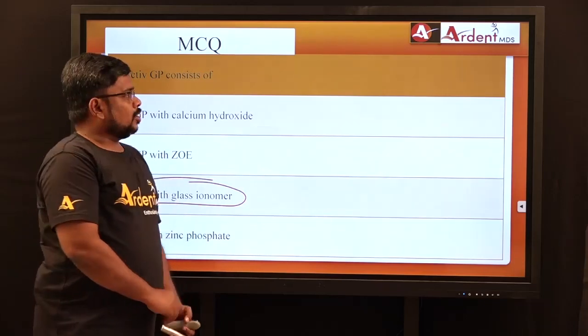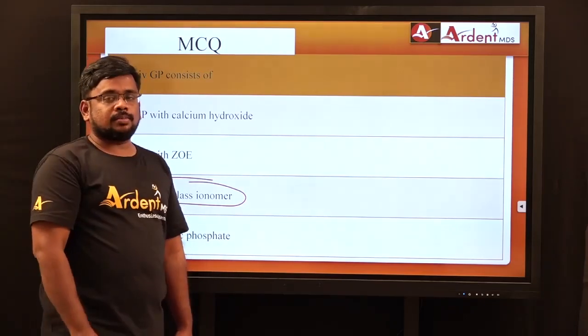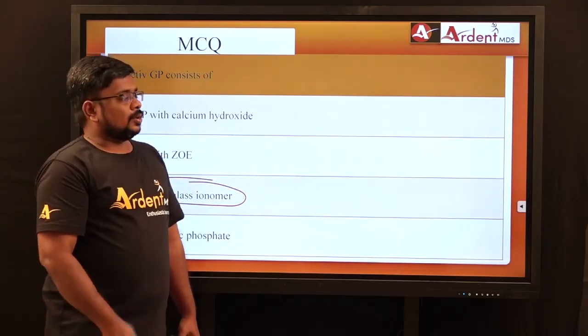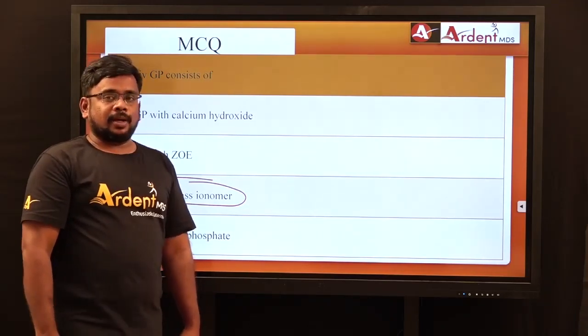So hope you got some understanding of the monoblock concept, a very new topic for the examiners. So you may get a question from this topic in your IIT exam or NEET exam.